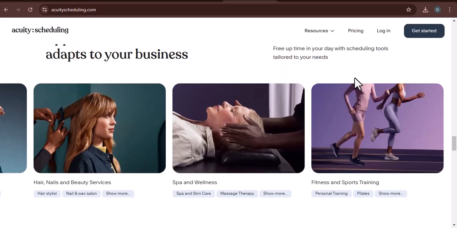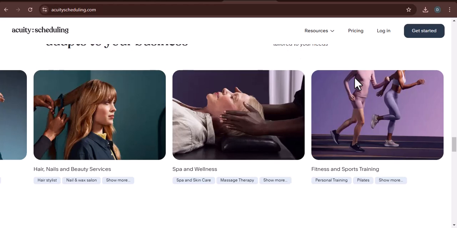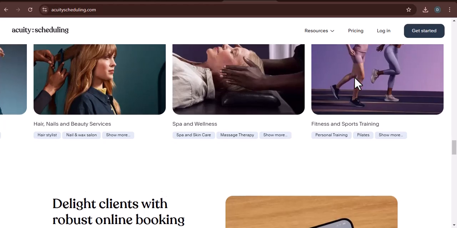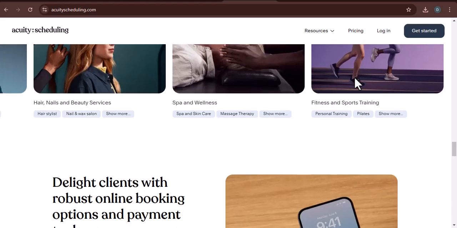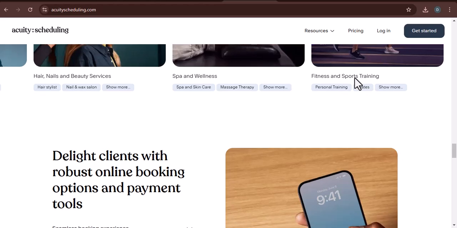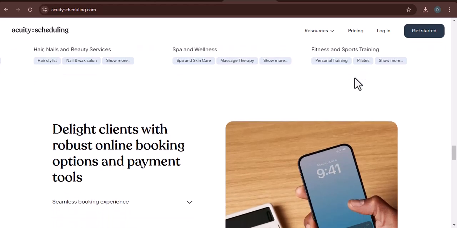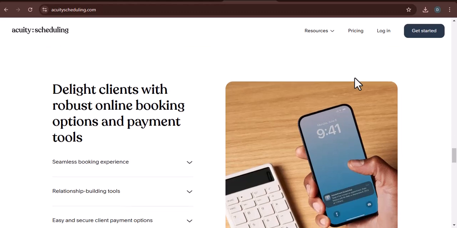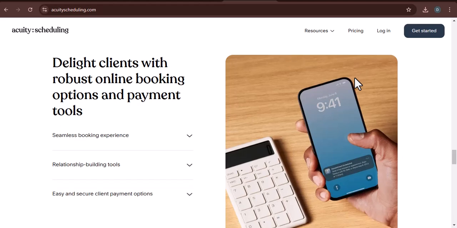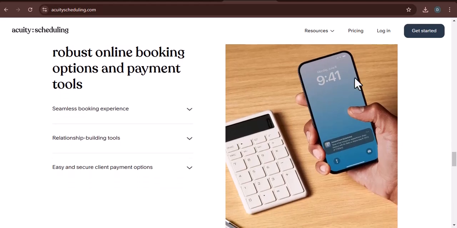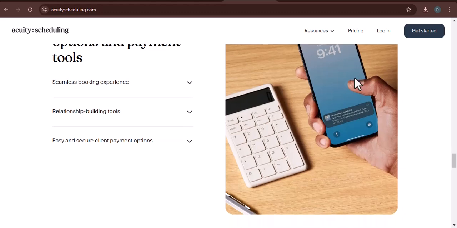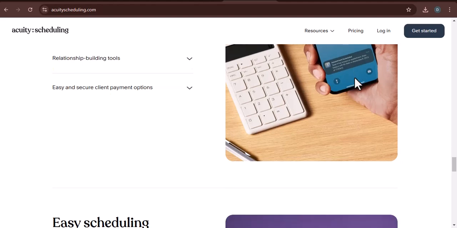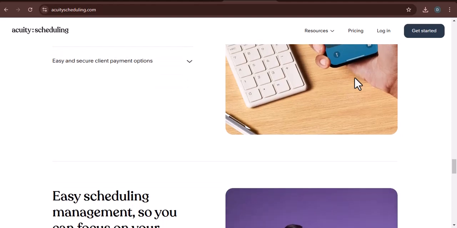Let's consider alternative payment options. While PayPal is a popular choice, it's not the only option. Stripe, for example, is another popular payment processor that integrates seamlessly with Acuity. Stripe is known for its developer-friendly API and robust features. It's a good option for businesses that require more advanced payment processing capabilities. Square is another alternative. Square is popular among brick-and-mortar businesses, but it also offers online payment processing. Square is known for its user-friendly interface and affordable pricing.